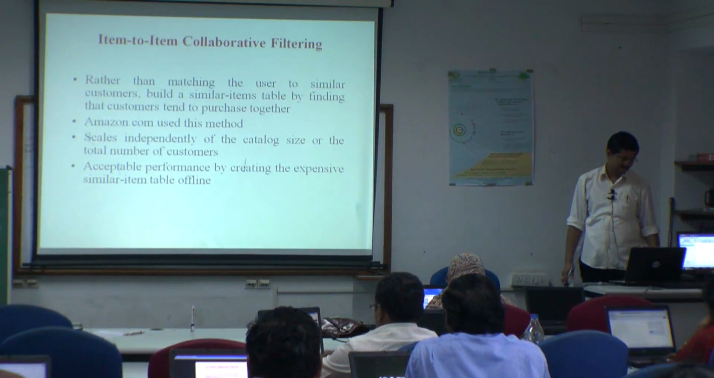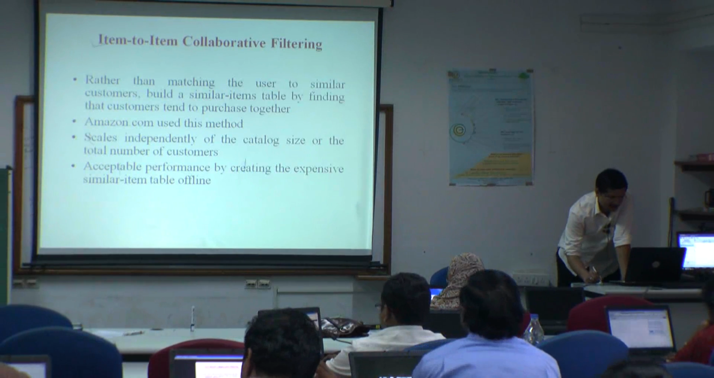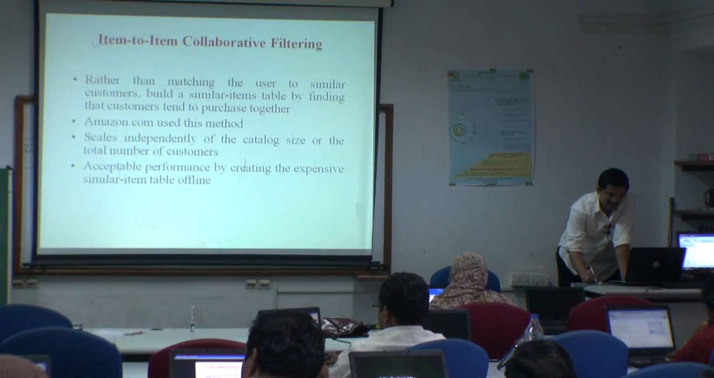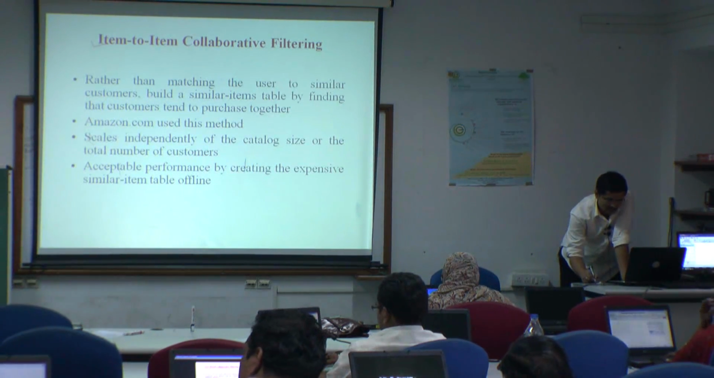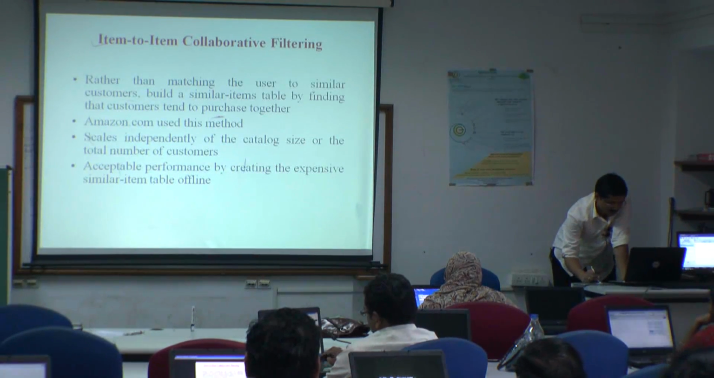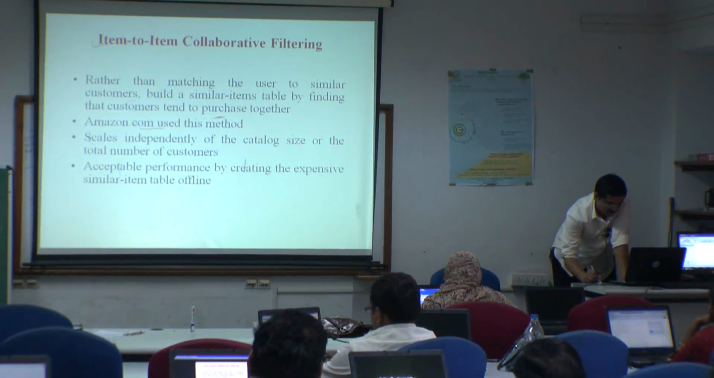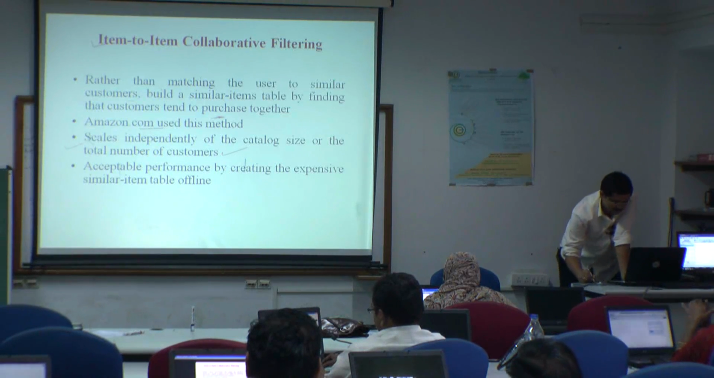Now the other part of collaborative filtering is item to item collaborative filtering. It means that rather than matching the user to similar customers, build a similar item table by finding items that customers tend to purchase together. Amazon.com uses this method. It scales independently of the catalog size or total number of customers. That's why it is useful.